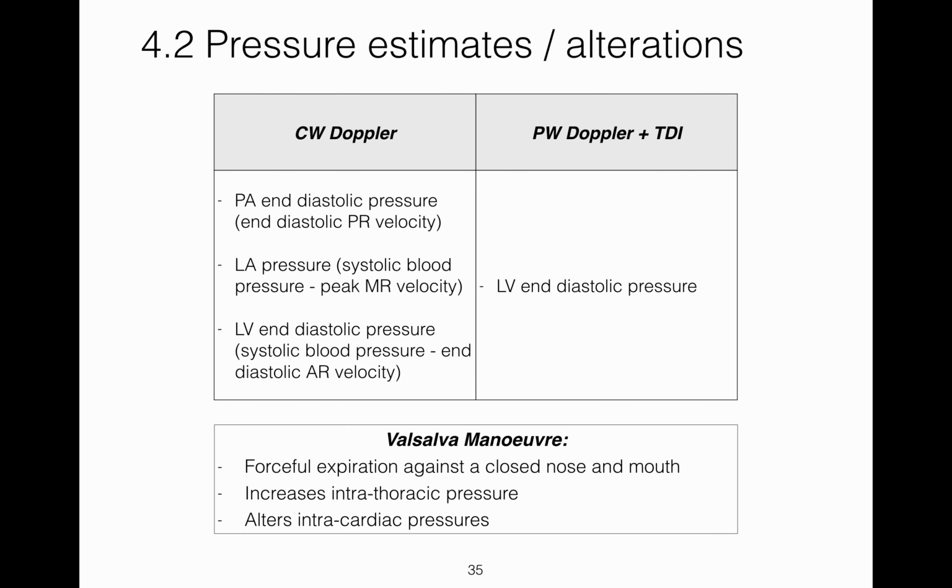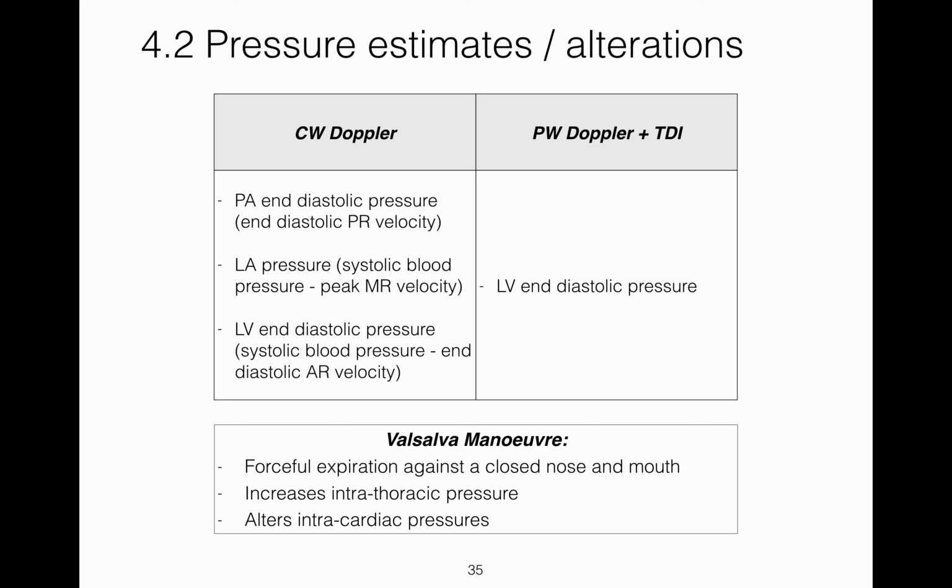Other pressure estimates and alterations. Continuous wave Doppler can also be used to measure pulmonary artery end diastolic pressure by measuring end diastolic pulmonary regurgitant velocities, left atrial pressure by subtracting the peak mitral regurgitant velocity from the systolic blood pressure, and left ventricular end diastolic pressure by subtracting the end diastolic aortic regurgitant velocity from the systolic blood pressure.